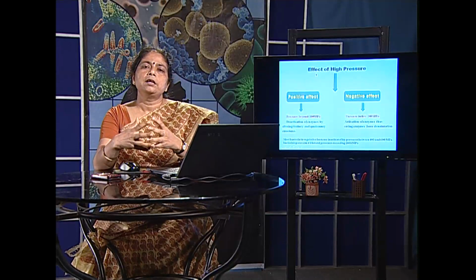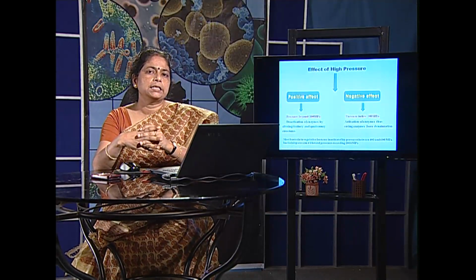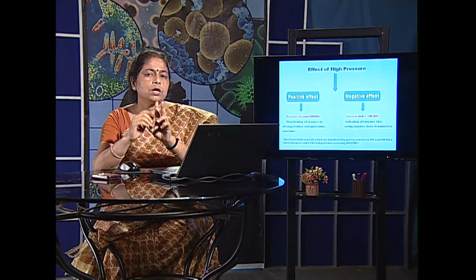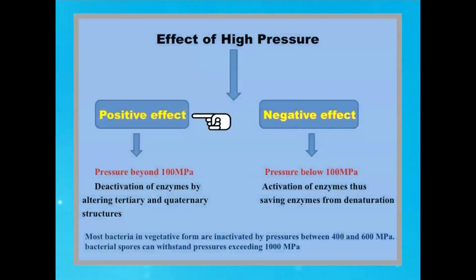Now, if we learn the effect of the high pressure, we find that it has two different types of effects. One is called the positive effect and the other one is called the negative effect. The positive effect is the one where the pressure is given beyond 100 megapascal. However, the negative effect is seen if the pressure is given below 100 megapascal. In the positive effect, we find that deactivation of the enzymes takes place when the tertiary and the quaternary structure of the enzymes are altered. And as a result, the microbes are not able to survive and they will be killed.